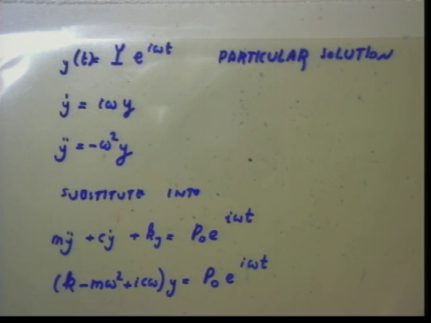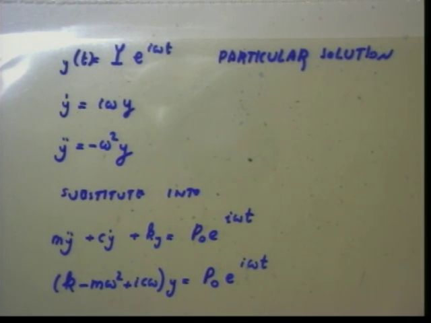m y double dot plus c y dot plus k y equals this. So look what I get. We have k times y, so it's the same. Now I have minus m times the second derivative, which gives me omega squared, but then it is y. Then c y dot gives me i c omega, and then the first derivative is i c omega, and then y equals P0 e^(i omega t). So this is the particular solution.